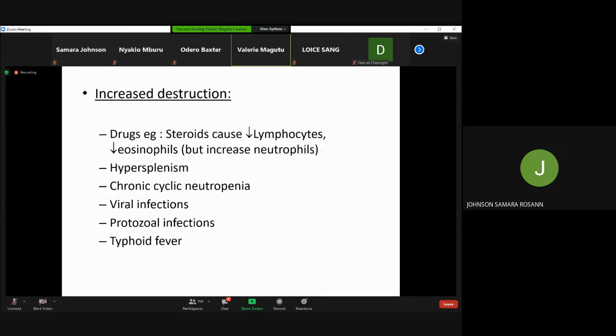Increased destruction can occur, for example, with drug use. Steroids are lympholytic, which is why we use them so often in situations where we need to control the lymphocyte count or function, for example, in lymphomas or in, I guess, some of the allergic responses. They also cause a reduction in the eosinophil count. If you have hypersplenism, or some infections, that can also result in increased destruction, for example, viral infections, protozoal infections, or something like salmonellosis or typhoid.